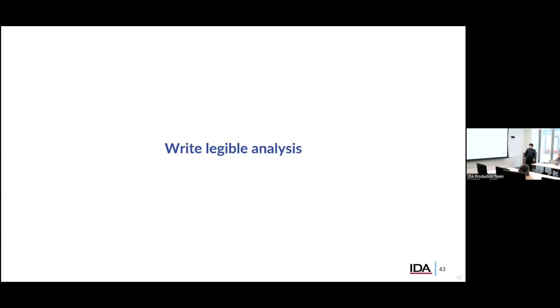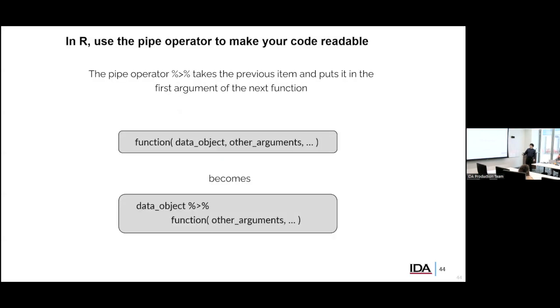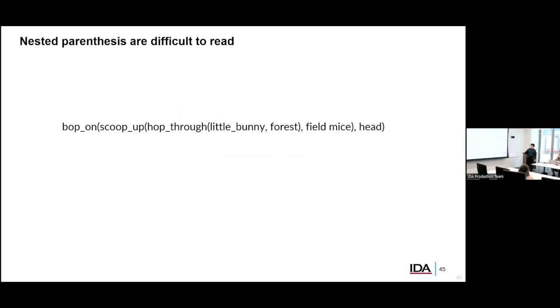Analysis should be legible, right? Let's say you're writing code. Depending on what language you're programming in, there are various ways to make your code more legible. In the R language, they have this pipe operator, and that can sometimes make your code legible, as I'm about to demonstrate. So let's say you have something like this, right? This is not very legible because you have all these nested parentheses, which nobody likes.